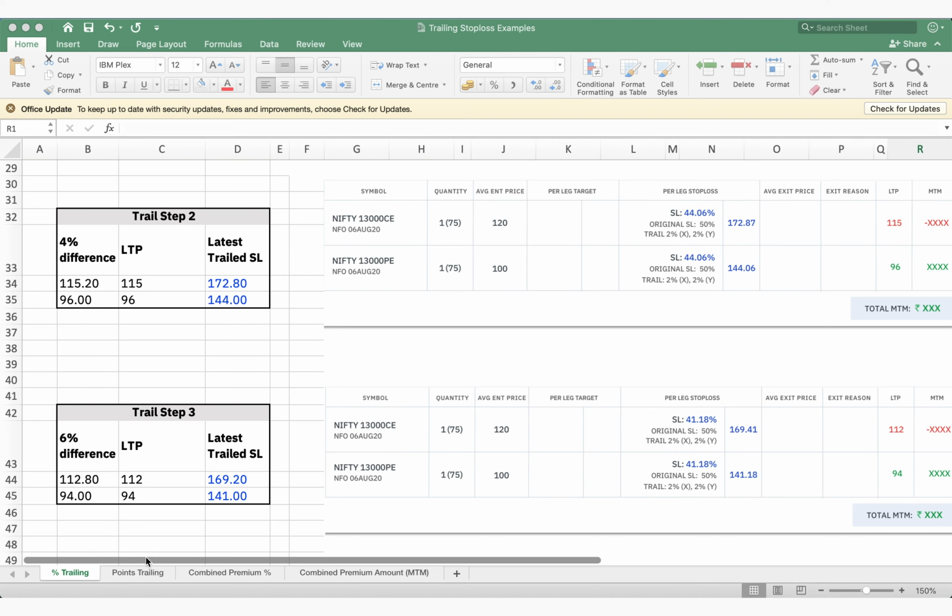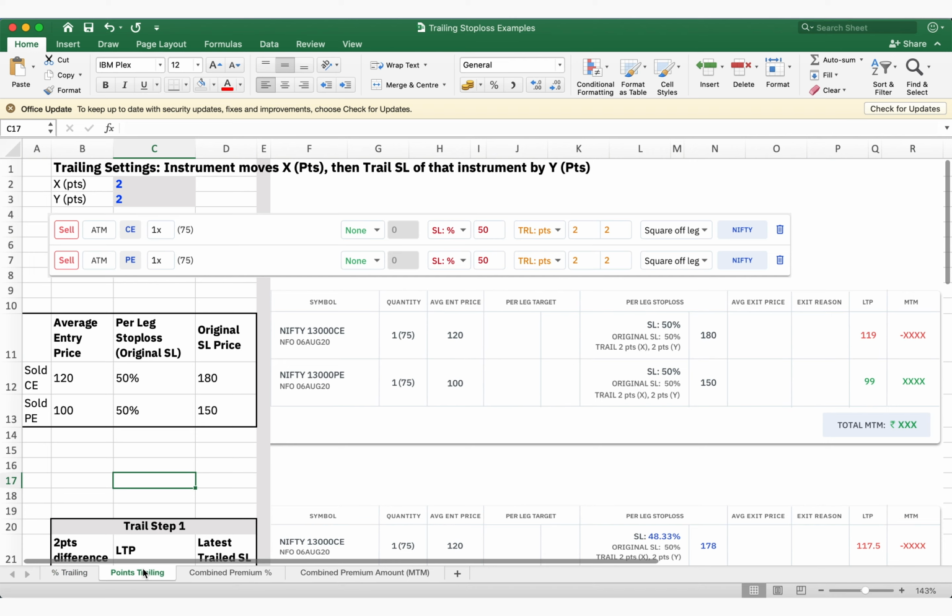Now let's look at another example of the same trade where the trailing stop loss settings are mentioned in points. You've got the same straddle with 50% SL on each leg, and you've got the trailing settings configured in points, where X is 2 points and Y is 2 points for both the legs. The average entry price of the call is 120 and the put is 100, which you can see on your algo dashboard, and you can see your original SL settings and your trailing stop loss settings also.